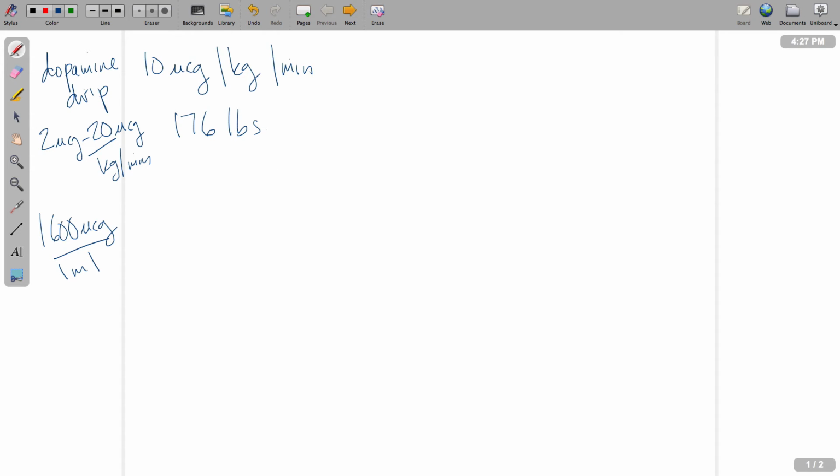So we're going to do the first thing we always do. We're going to convert 176 pounds to something we can use, which is kilograms. We're going to get rid of our pounds here in just a second. All right, and this is going to equal 80 kilograms. All right, so far so good.